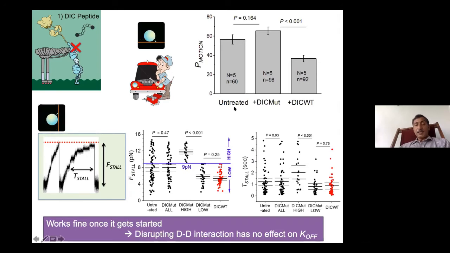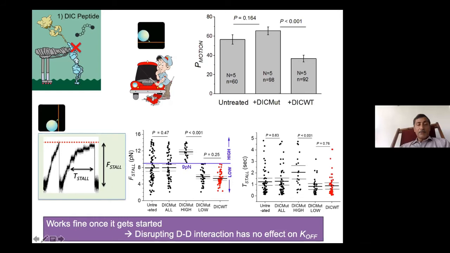But the question is, what happens to the off rate? It is important to distinguish between these two. The on rate is reduced, well, fine, but once it gets started, does it do equally well? To do that, what we simply measured is the duration for which the dynein-dynactin complex can generate force.